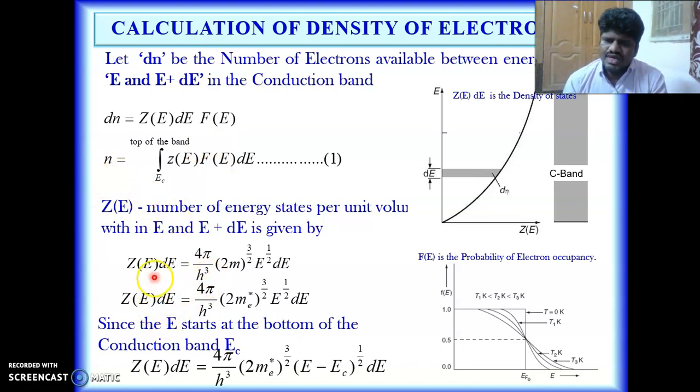Here we know that Z of E dE is equal to 4 pi by h cube, 2m whole power 3 by 2, E power 1 by 2 dE. This is a generalized equation, but here we have to take it for electrons, so we have to replace this m value with m star. Okay, and here energy is starting from the EC value, so this energy should be E minus EC. So we replace E by E minus EC, which gives the Z of E dE, the density of states within the energy of E and E plus dE.